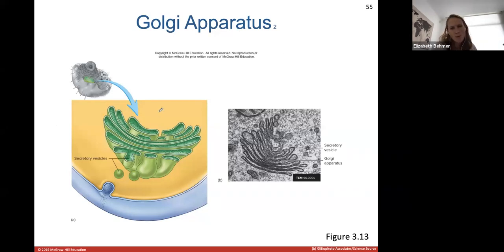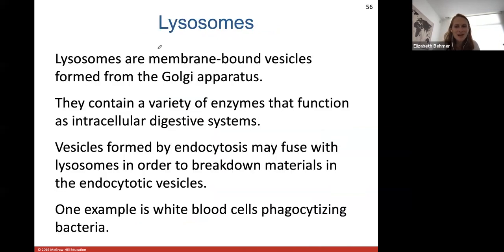And you'll see here how one end is the receiving end for all the materials, and then one end will be the secreting end, where it might create a vesicle that's secreted out of the cell. So that's the Golgi apparatus. It's like your post office. It takes everything that's been made by the endoplasmic reticulum and then gives it a destination of where it should go. So I'm going to pause there and I'll make a note that we'll start on lysosomes.